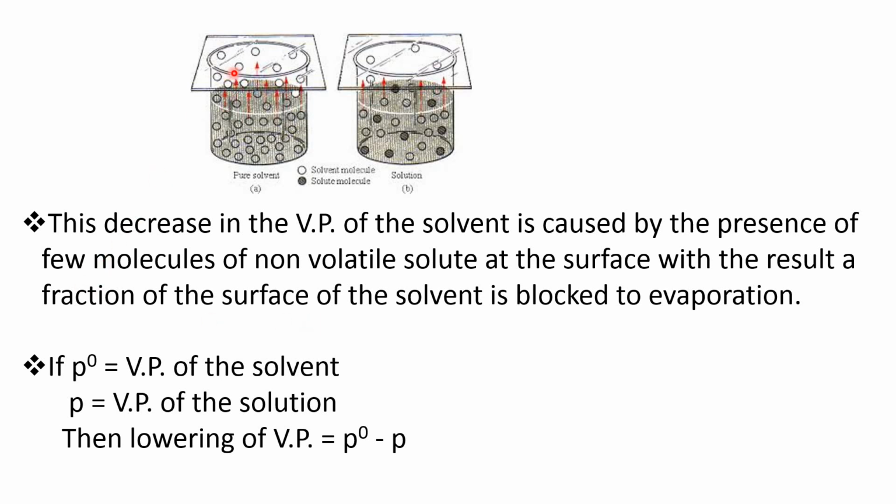So, if P0 is the vapor pressure of the pure liquid or pure solvent, and P is the vapor pressure of the same solvent after addition of a little amount of non-volatile solute, then P will be less than P0, and the lowering of vapor pressure will be P0 minus P.